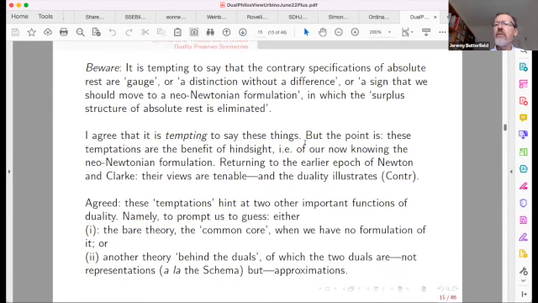So a philosophy and history remark about this example is, it's tempting to say that these contrary specifications of absolute rest are really a distinction without a difference, or they're gauge, or they are a sign that we should really move beyond these formulations to a neo-Newtonian formulation in which the surplus structure is eliminated. Well, it's certainly tempting to say those things now, but my point with this example is that these are temptations that we have due to historical hindsight. We now know, thank you, Cartan, the neo-Newtonian formulation. But if we returned to 1687 or 1750, or even 1850, these views are tenable. And the duality in that sense illustrates what I call contra, right?